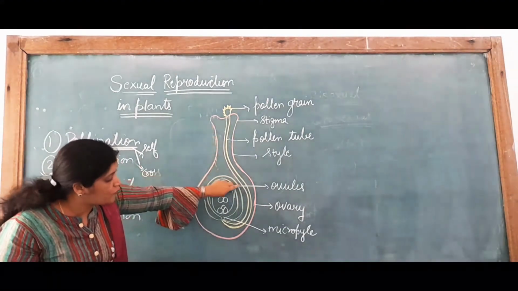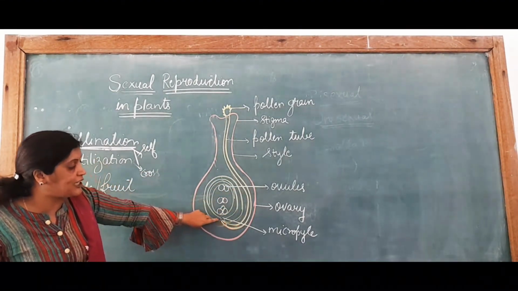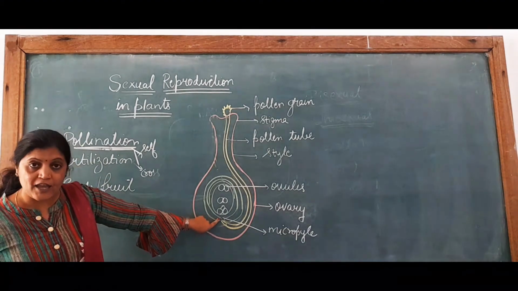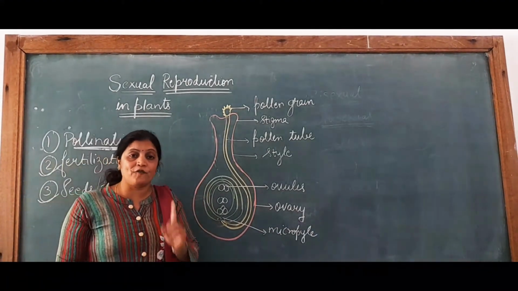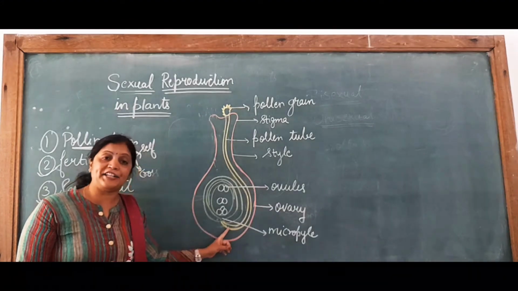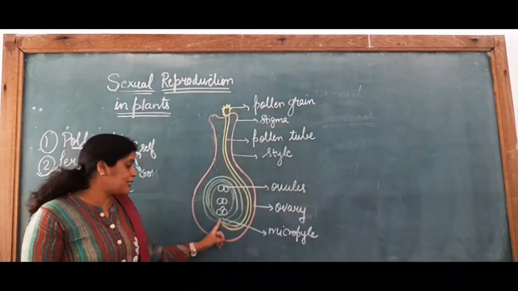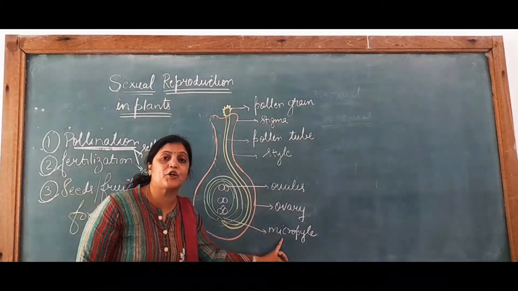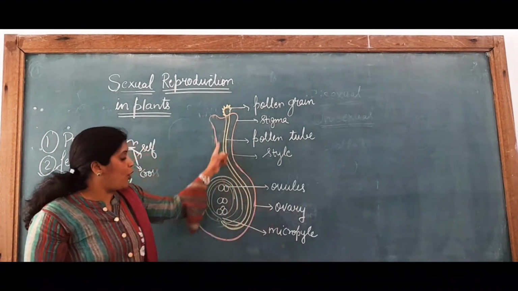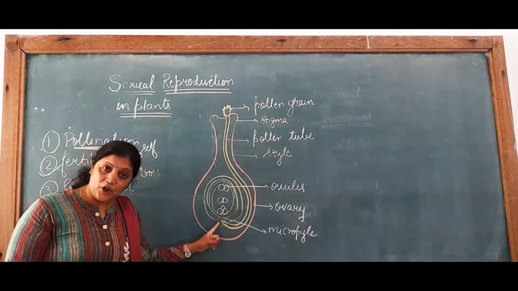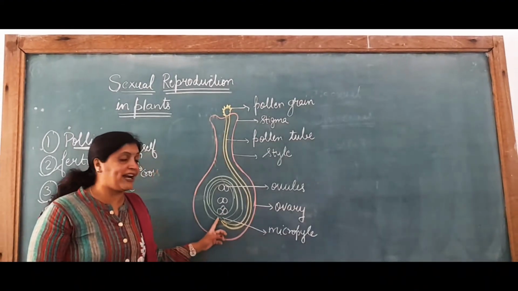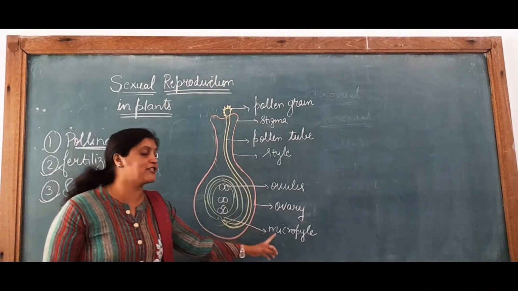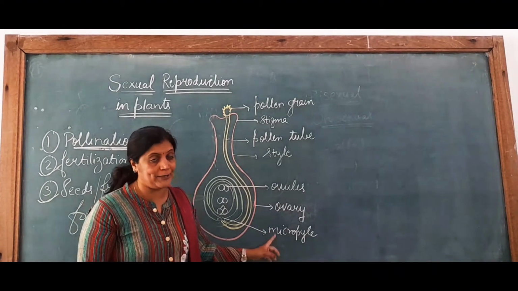This pollen tube finally enters inside the ovary. The place from where this pollen tube enters inside the ovary is known as micropyle.